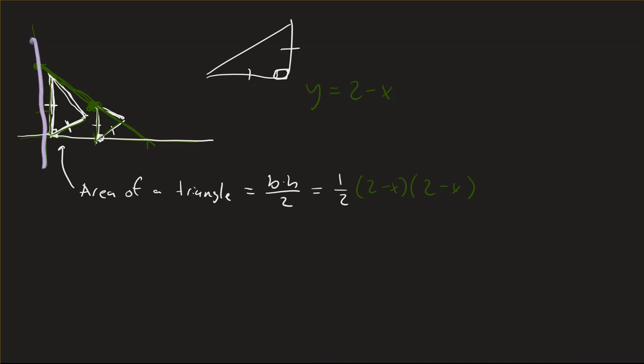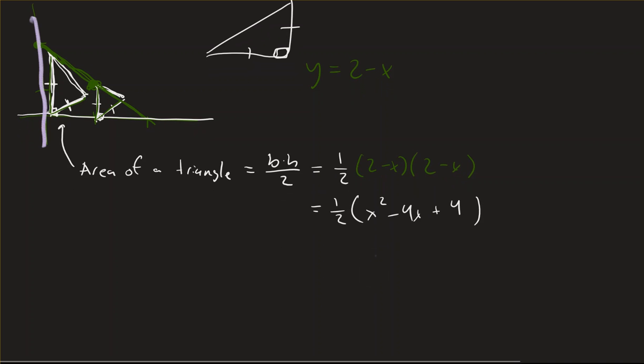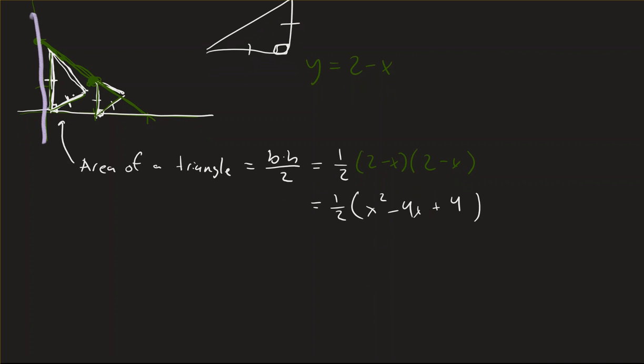So I'm going to go ahead and finish multiplying this together. If I FOILed this out, I got an x squared minus 4x and a plus 4. Okay, so that would just be the area of one particular triangle based on the x value that you wanted to plug in. But we want to know what the volume of all of those are.